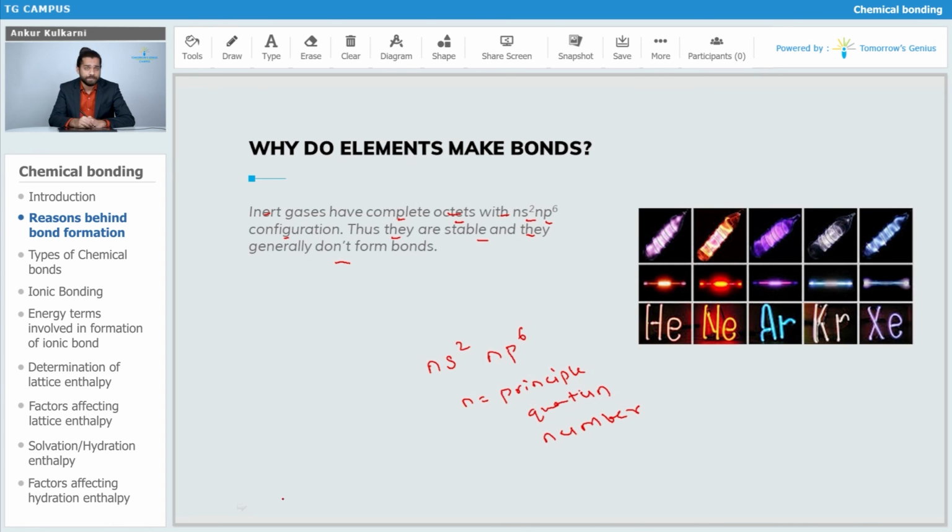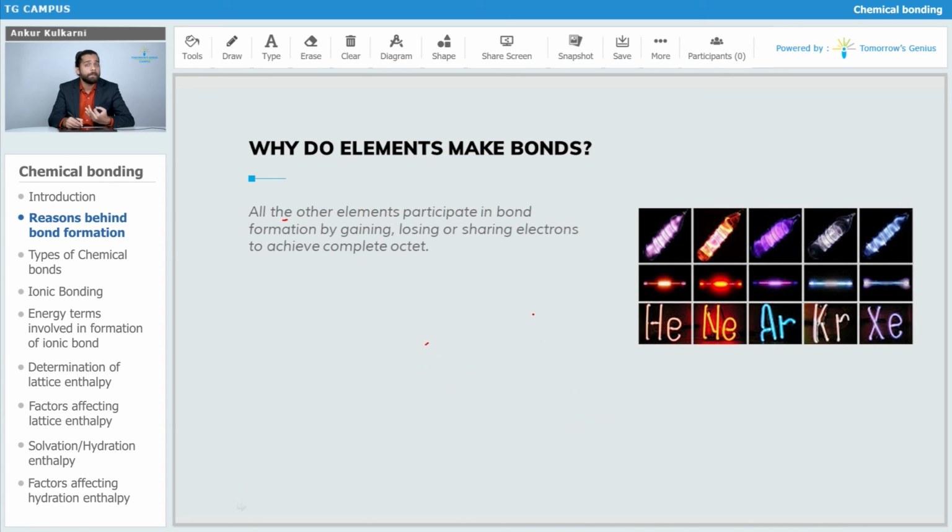Now let's move ahead. All the other elements, apart from noble gases, obviously their shells are not complete. They do not have a complete octet, correct? So they will take part in bond formation. Now how will the bond formation take place? Obviously by gaining, losing or sharing electrons to achieve the complete octet. So in order to achieve an octet, atoms or elements will share electrons, donate electrons or gain electrons.